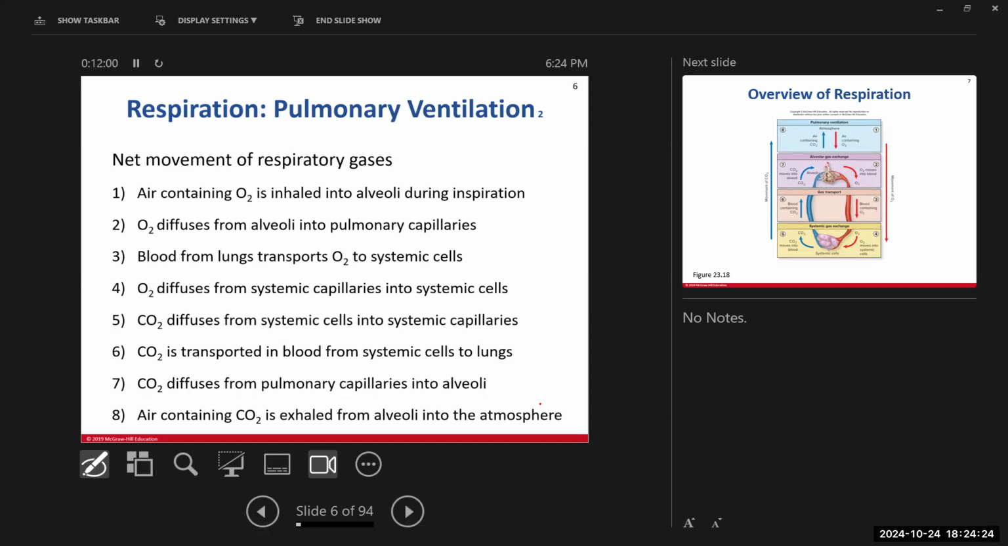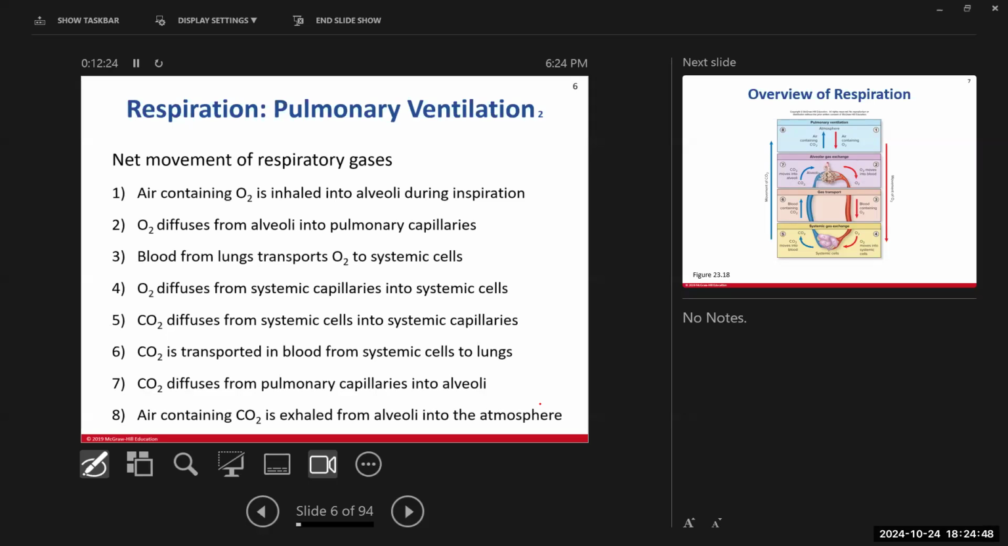So number 5 there, carbon dioxide, which is what? Waste. That's right. It is. It's the waste gas. So carbon dioxide, the waste from the cells, gets booted into your systemic capillaries. So it's going to move from the cells into the systemic capillaries. And then it's going to get transported back to the lungs. It's going to go into the heart on the right side of the heart.